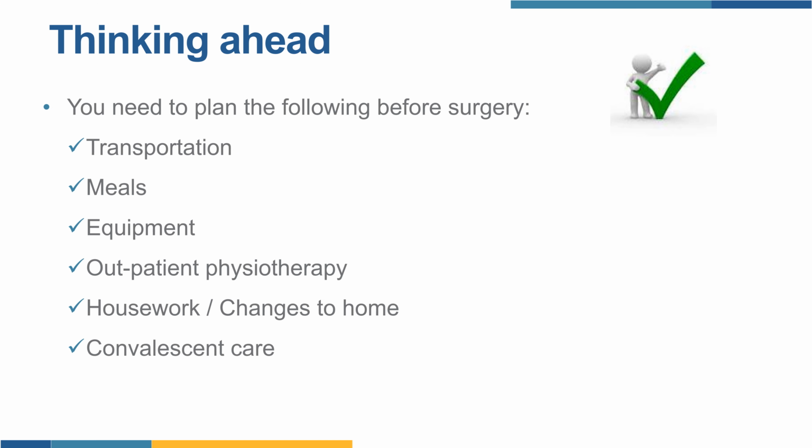After viewing this presentation, you should have a plan for how you will get home from the hospital and to and from your medical appointments. You should be thinking about how you will get your meals. You should start considering what pieces of equipment you will need and how to get them. You have decided on where you will attend physiotherapy after you go home. Are you going to have someone help with your housework, and are you going to change your home setup? Are you considering convalescent care?